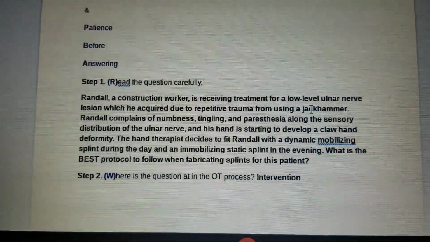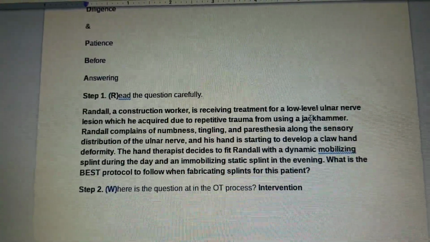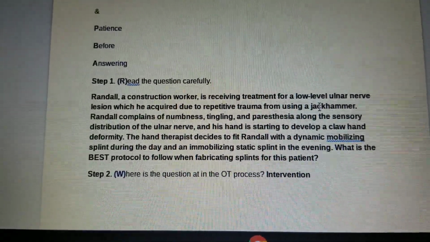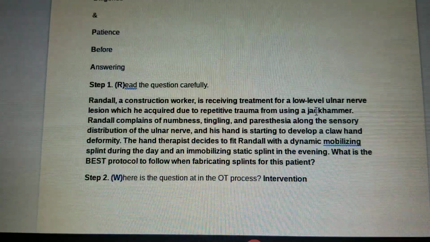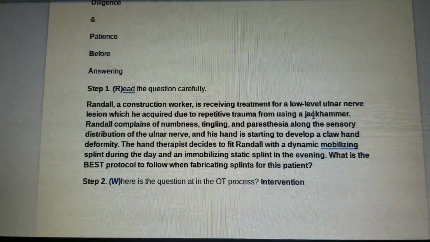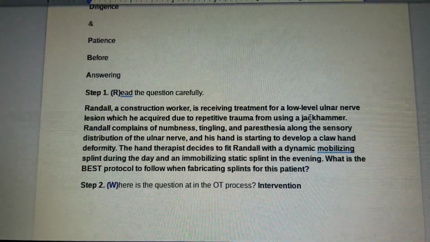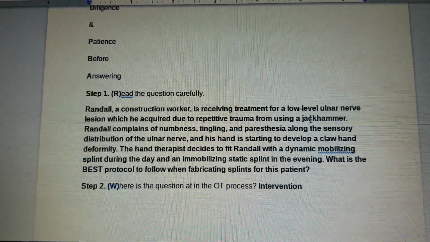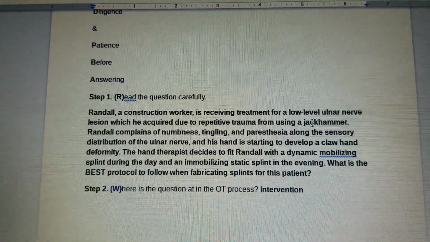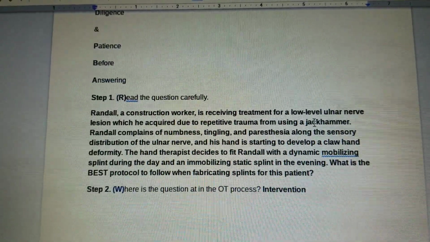So here's the question. Randall, a construction worker, is receiving treatment for a low-level ulnar nerve lesion, which he acquired due to repetitive trauma from using a jackhammer. Randall complains of numbness, tingling, and paresthesia along the sensory distribution of the ulnar nerve, and his hand is starting to develop a claw hand deformity. The hand therapist decides to fit Randall with a dynamic mobilizing splint during the day and an immobilizing static splint in the evening. What is the best protocol to follow when fabricating splints for this patient?